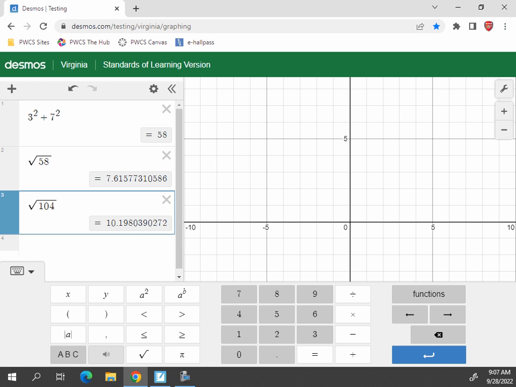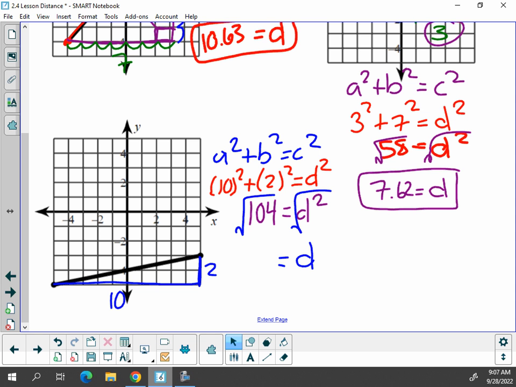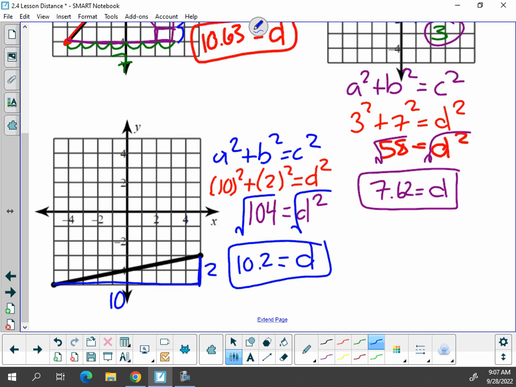and get, I'm going to call it 10.2. If you struggle with rounding, that's okay. You can write 10.198 or something like that. I'm not going to be picky about that. Just the process is important. So we'll call this 10.2. And there you have it.